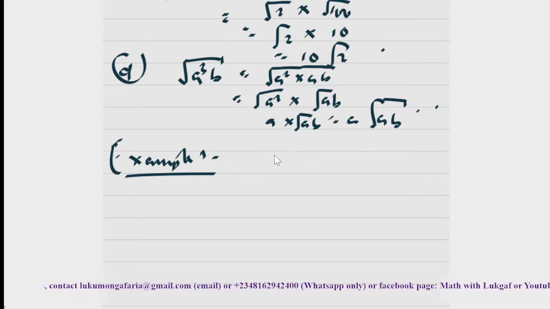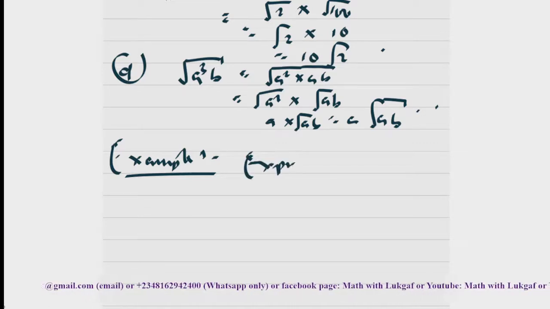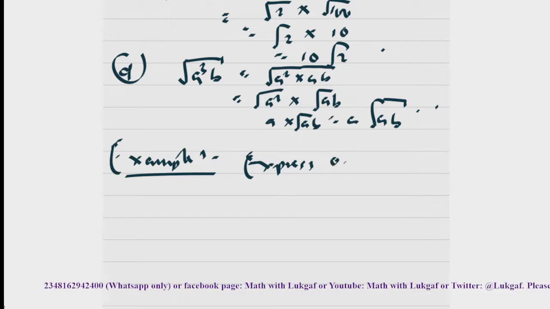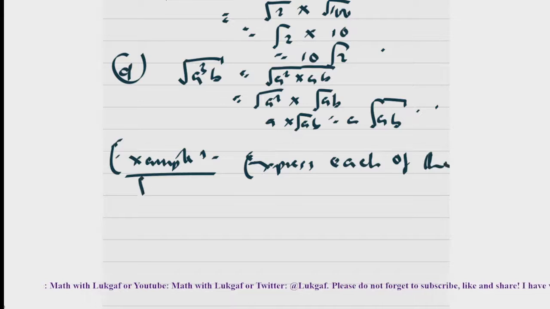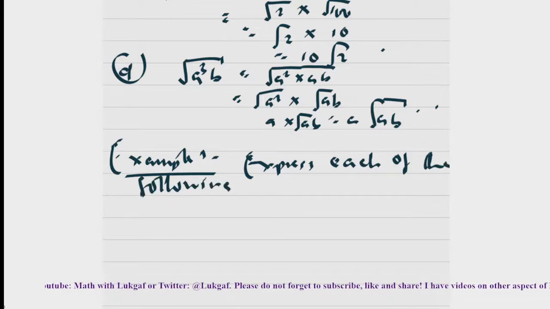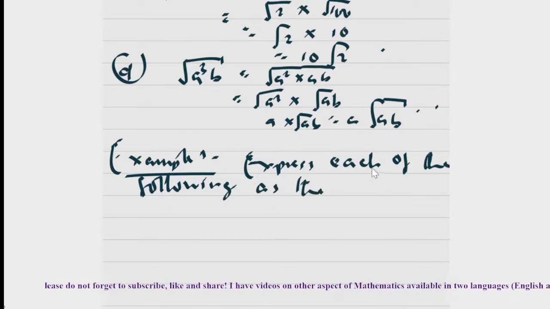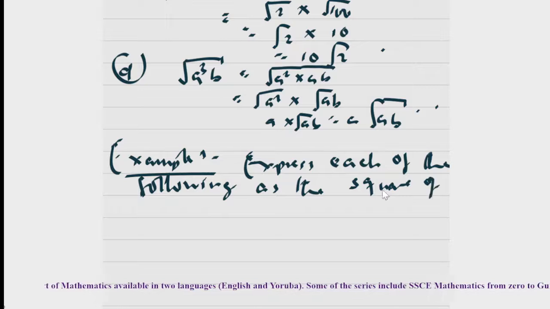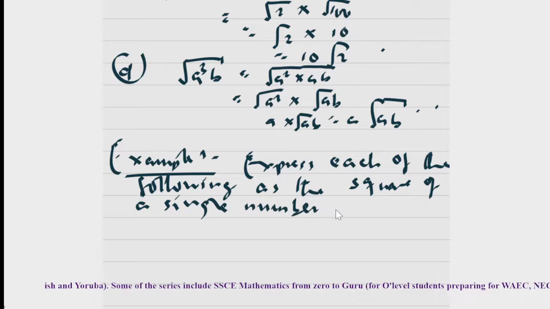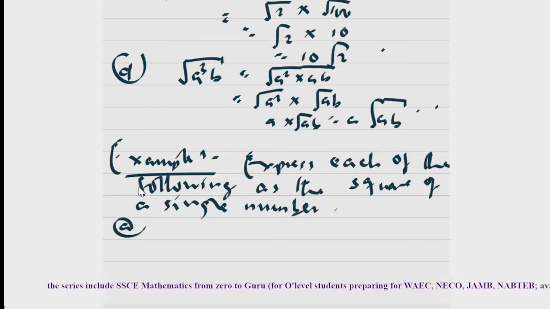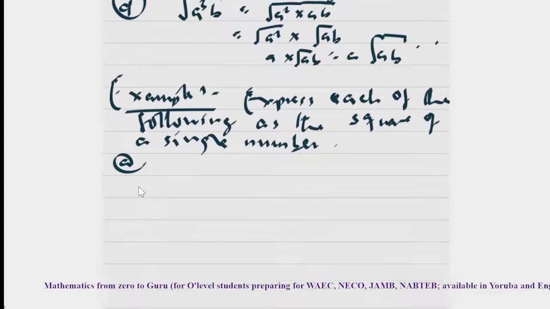So, example: express each of the following as the square root of a single number. That is, you have to express it as what? As a single surd. So number one, let me just use this example so that you know we are going to get the same result.